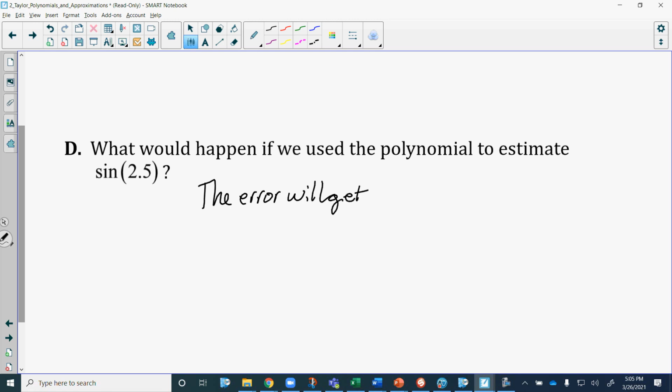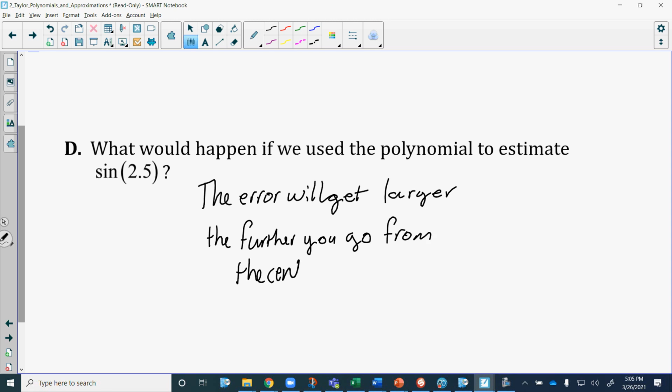The error will get larger the further you go from the center of the approximation, the more the error is going to get.